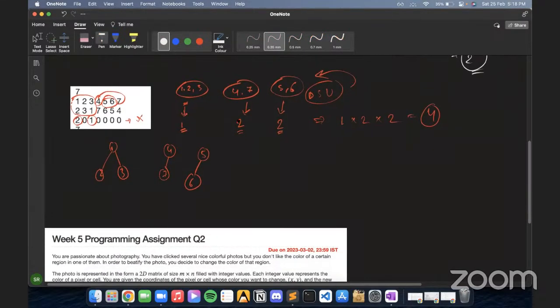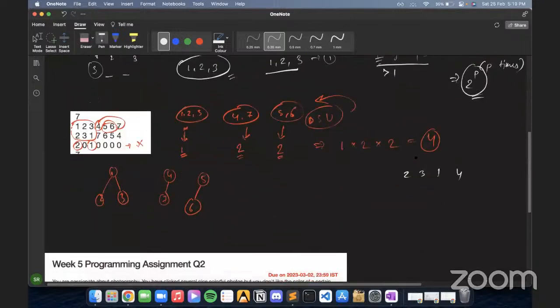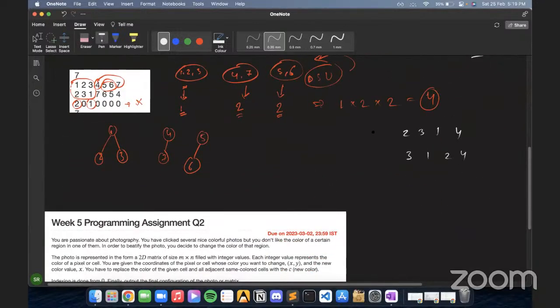Okay, so first, let's say we are given 2, 3, 1, 4. And here we were given 3, 1, 2, 4. So now we have created another array ds, and initially all the indexes have -1. Basically every one is a parent of itself, and we have created another array used with 0 at all positions, right?